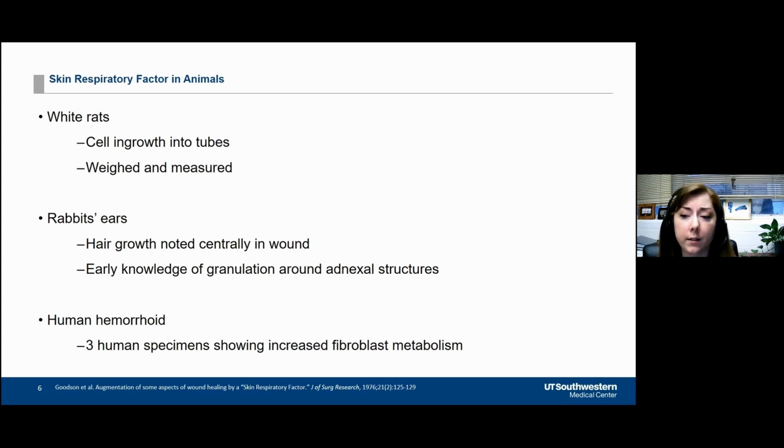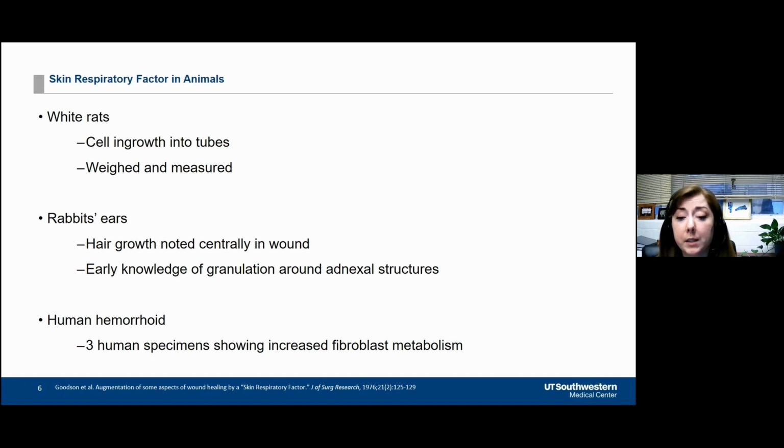They then said, okay, if it works well on rats, let's graduate up to a larger animal. So they did a study on rabbit's ears. What they noticed, though, is that central in the wound that they created, as it was healing, there was hair growth noted to the center of the wound. Back then, they had early knowledge of granulation around those adnexal structures, which we are very familiar with in wound care already. So they moved this into a human hemorrhoid model where they had 3 patients.